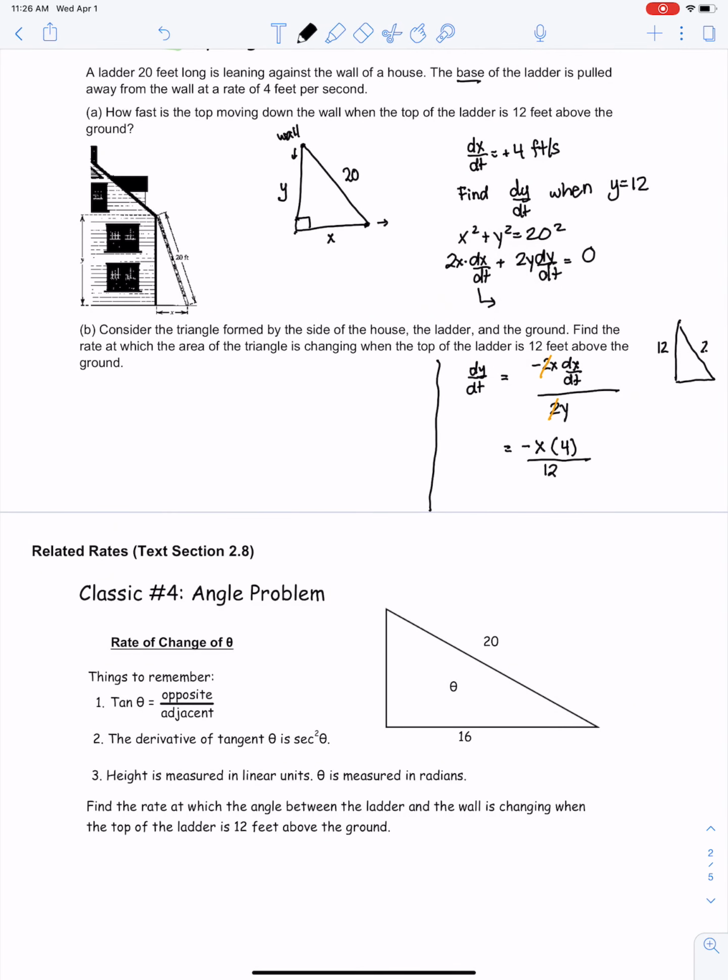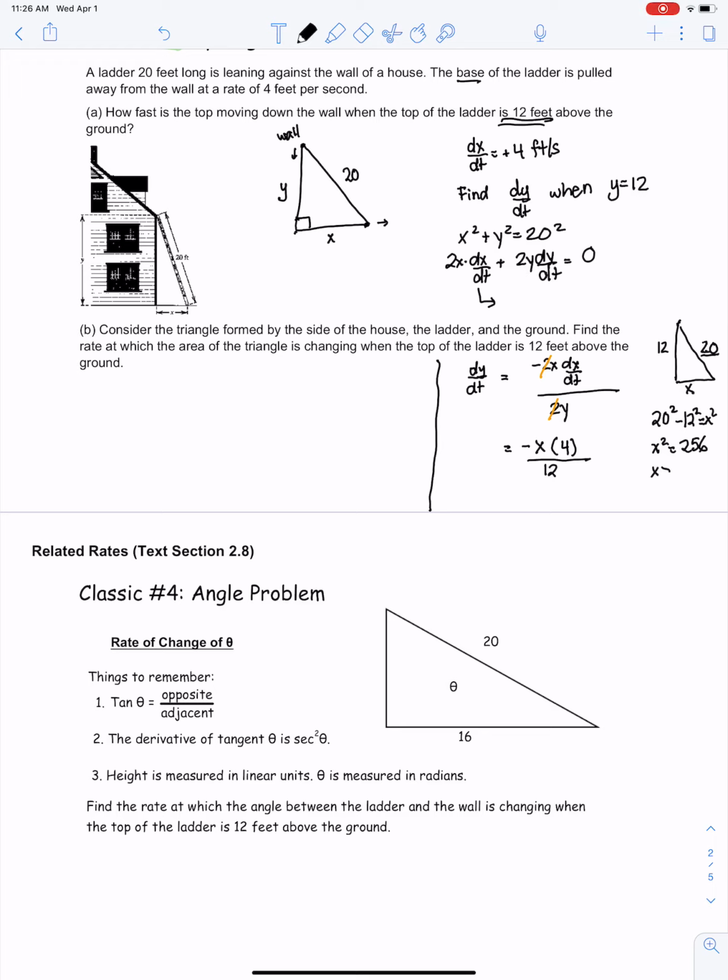Okay, so we're going to continue with this example. We were talking about the height of this ladder from the ground was 12 at that instant where we were wanting it to be 12 feet above the ground. We know that the length of the ladder is 20. I can use the Pythagorean theorem to solve for the missing x. So 20 squared minus 12 squared equals x squared. X squared equals, I believe it was 256. 20 squared minus 12 squared. So x squared is 256.